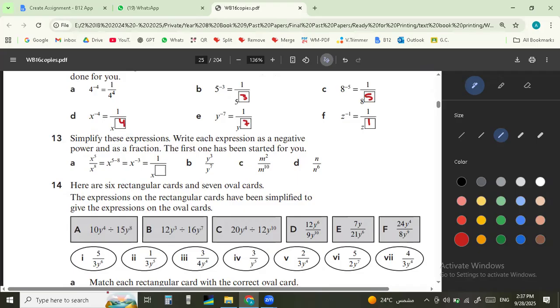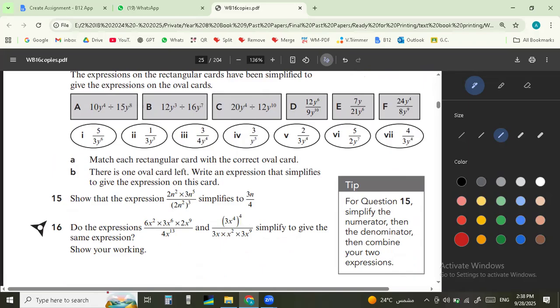Good. So here, x to the power of 5 over x to the power of 8 is the same as x to the power of 5 minus 8. Yes. We minus the indices, which is the same as x to the power of negative 3. Or 1 over x to the power of 3. Correct. Here is y over y to the power of negative 4, because 3 minus 7 is negative 4. But they want the answer to be written as what? As a fraction. So it's going to be 1 over y to the power of 4. m to the power of negative 8, but as a fraction, 1 over m to the power of 8. n to the power of negative 5, which as a fraction is 1 over n to the power of 5.